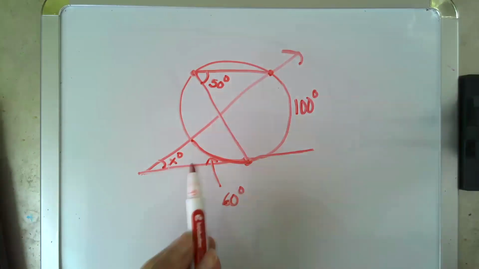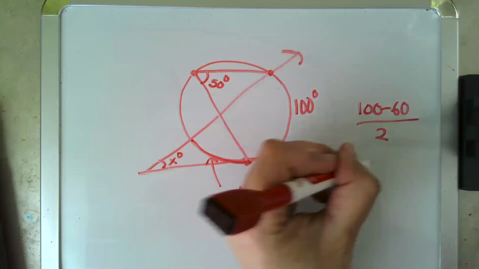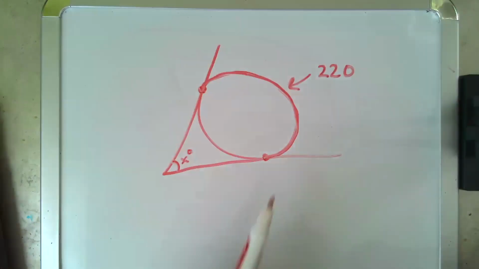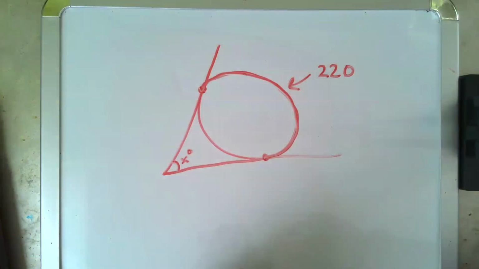And now I have what I need to find x. 100 minus 60 over 2, 40 over 2, x equals 20 degrees. Okay, good. One more. All right, I have been given that this is 220 degrees. I want to know the value of x.